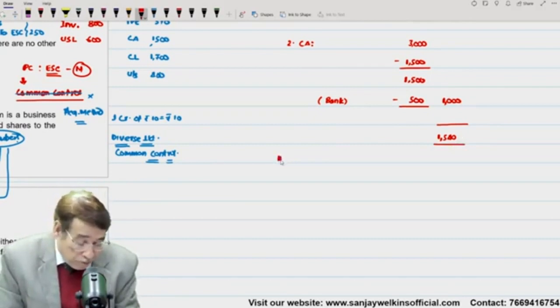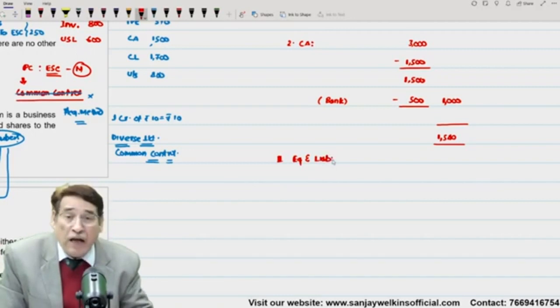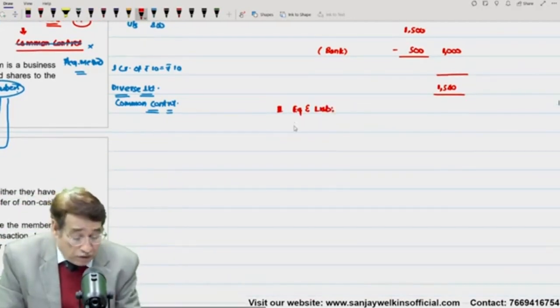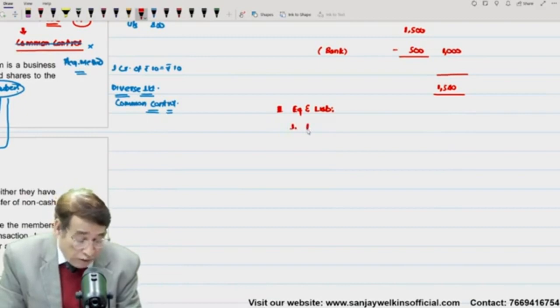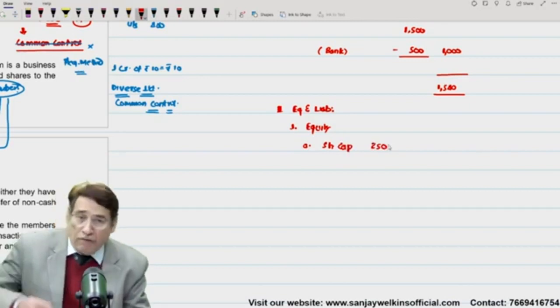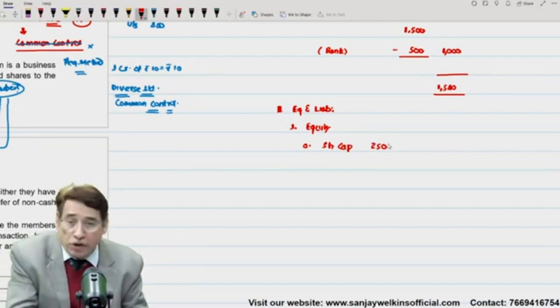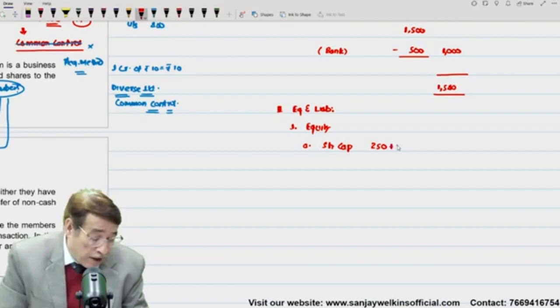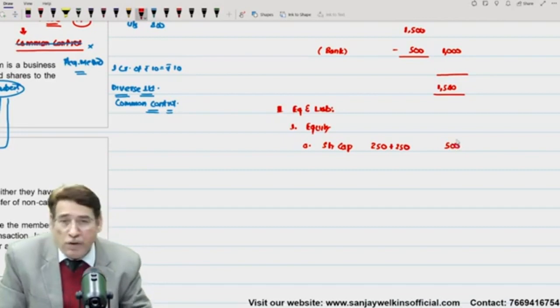Now we come over to equity and liability. As far as equity and liability is concerned, please pay attention. First of all, I'm going to write here equity. Under equity, we write share capital. In the balance sheet, share capital of Divers Limited is given as 250 lakhs. And we passed an entry, reserve and surplus account debit to share capital for bonus issue. On account of that, my share capital has gone up to 500. Is it clear to you or not? Right, sir.